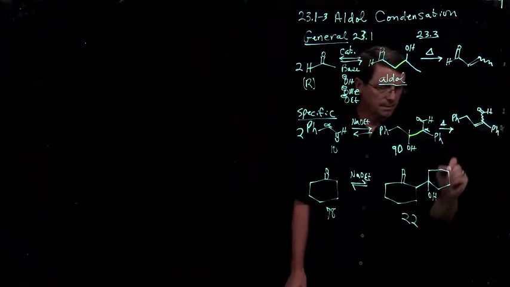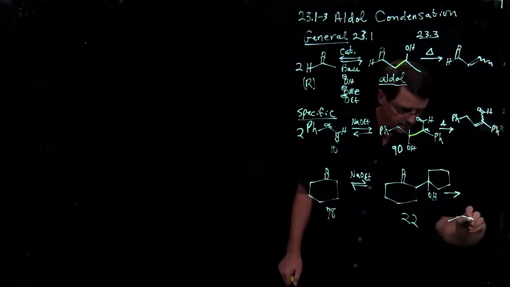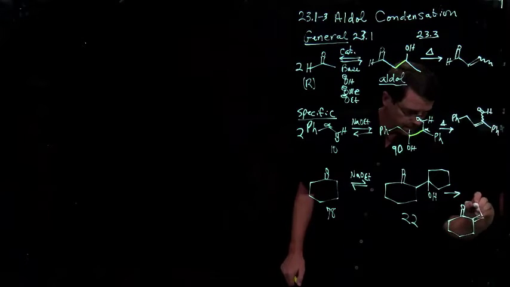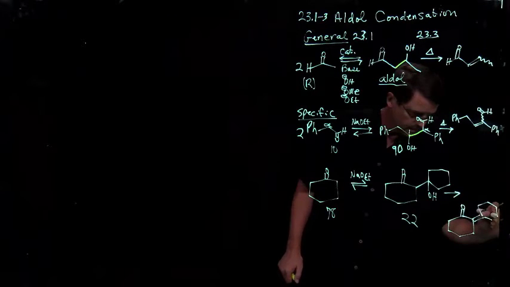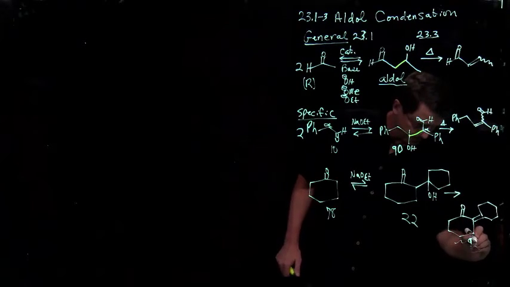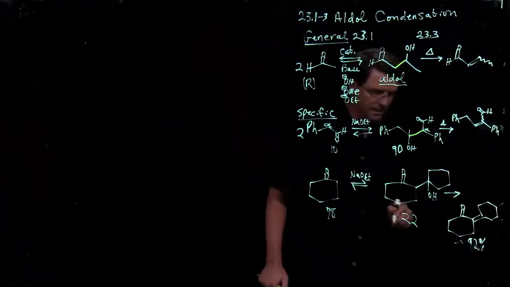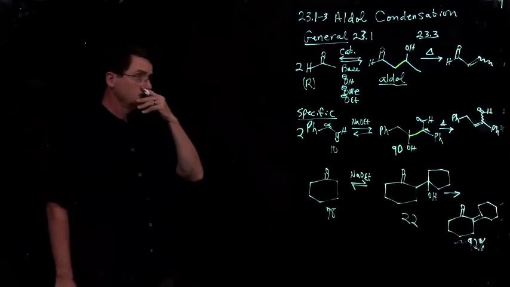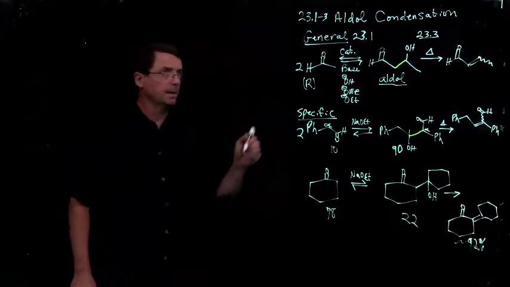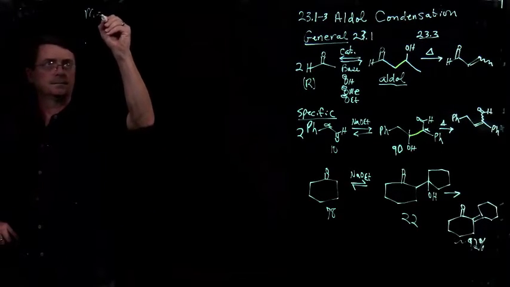I don't remember that one, but I think the cyclohexanone, if I remember correctly, to produce, this is around 92%. So that's the aldol condensation in a nutshell. Now, how does this reaction occur? We need to look now at the mechanism.